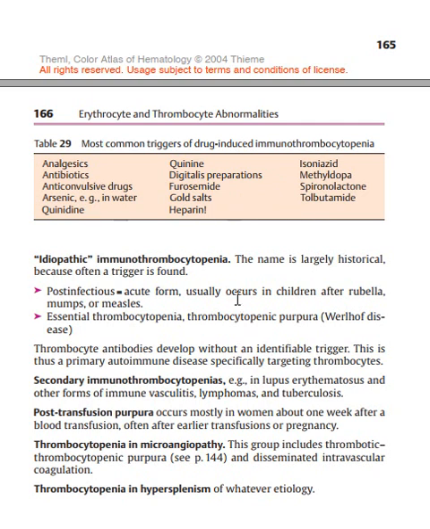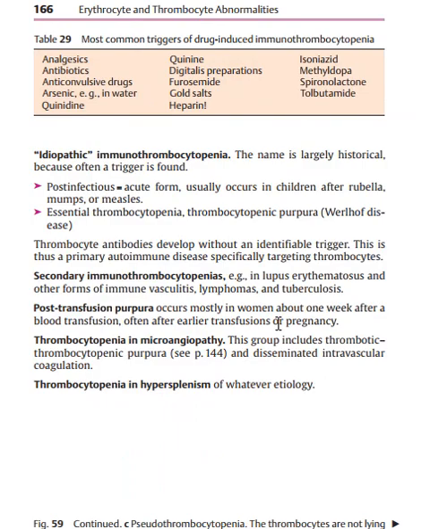Now another form is idiopathic immunothrombocytopenia. The name is largely historical because often no trigger is found. Here you can think that the trigger may be post-infectious, in an acute form, or it can be an essential thrombocytopenia where you have a thrombocytopenic purpura. Those are the idiopathic cases.